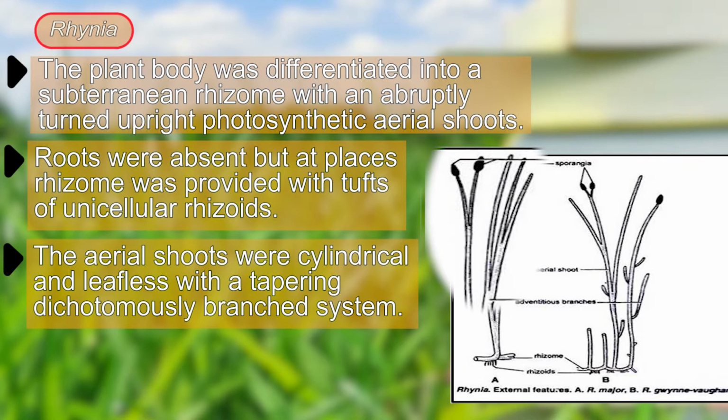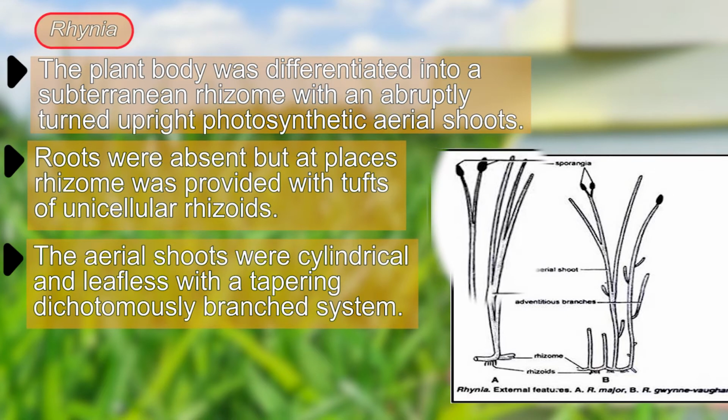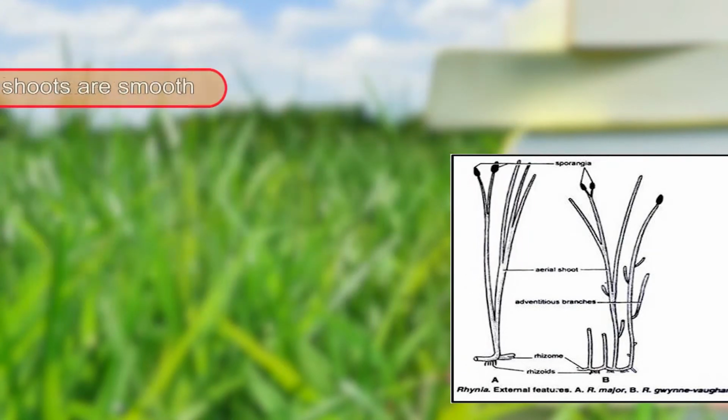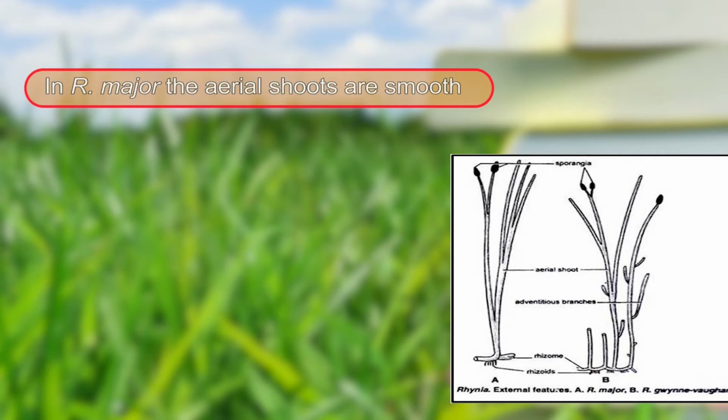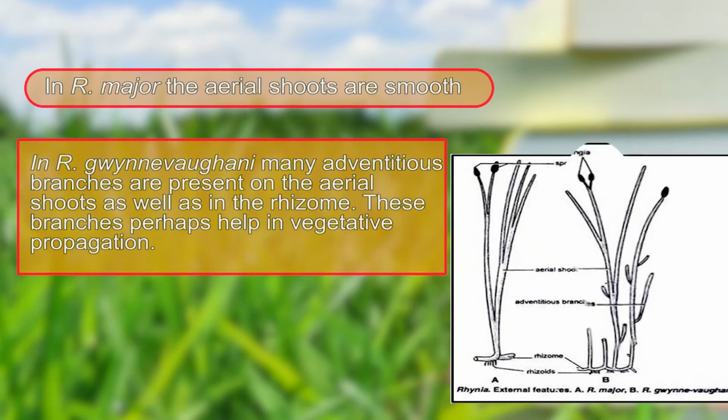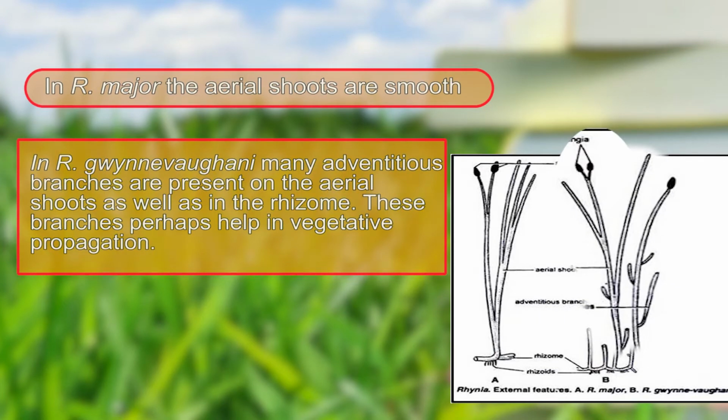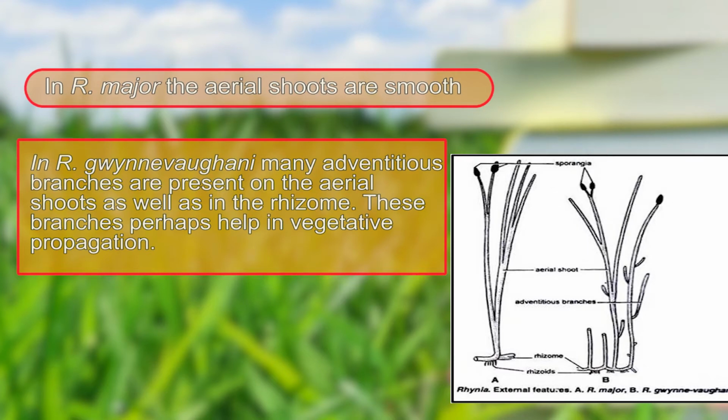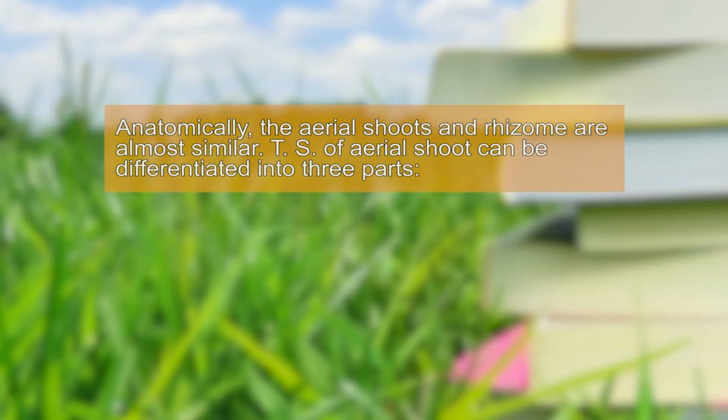Regarding external morphology, Rhynia major and Rhynia gwynne-vaughanii can easily be separated. In case of Rhynia major, the aerial shoots were smooth, but in the second case, you can see some adventitious branches present along with the normal aerial shoot. It is reported that these adventitious branches help in vegetative propagation. We will be talking about the various anatomical details now.